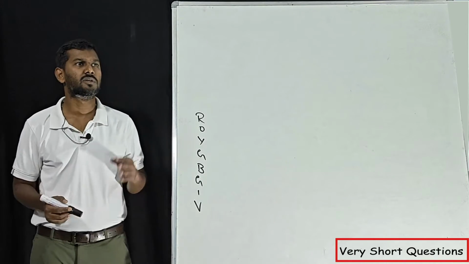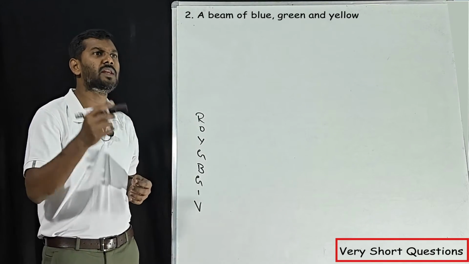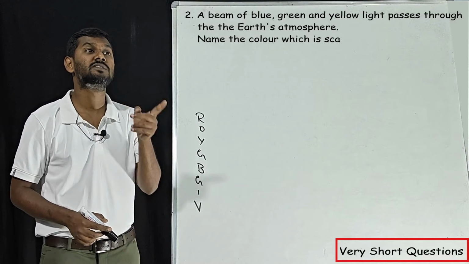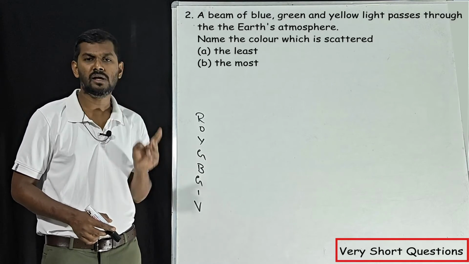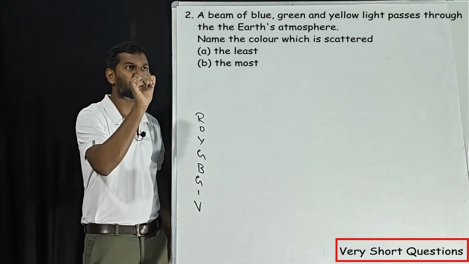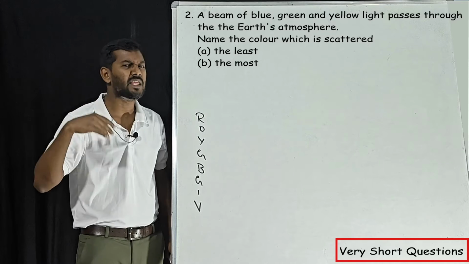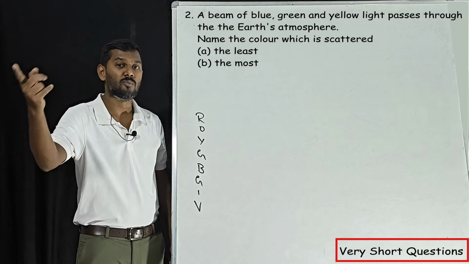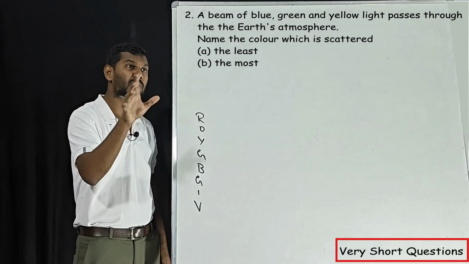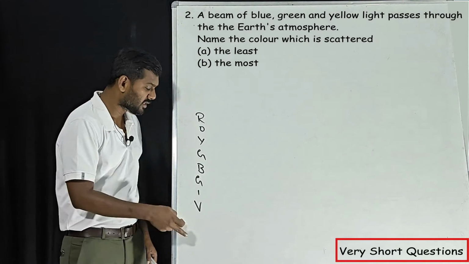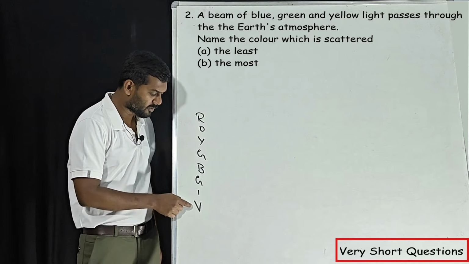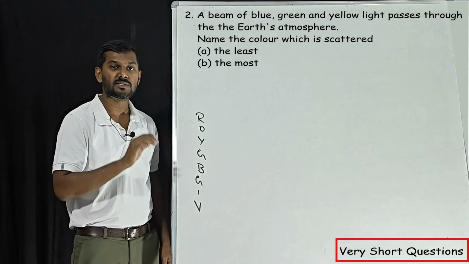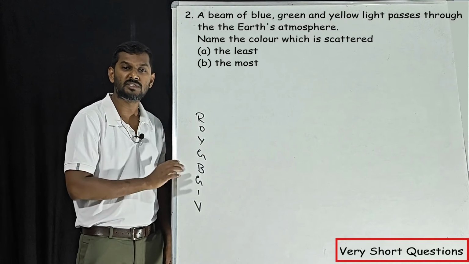That's it. Our next question: a beam of blue, green and yellow light passes through the Earth's atmosphere. Name the color which is scattered the least and the most. Whenever they talk about just colors, any colors, red will scatter least and violet will scatter most, that we know. Apart from that, if they give different colors, then we have to write the VIBGYOR from bottom to top. This is one way to easily understand, and in order to avoid the confusion, this is the best method.